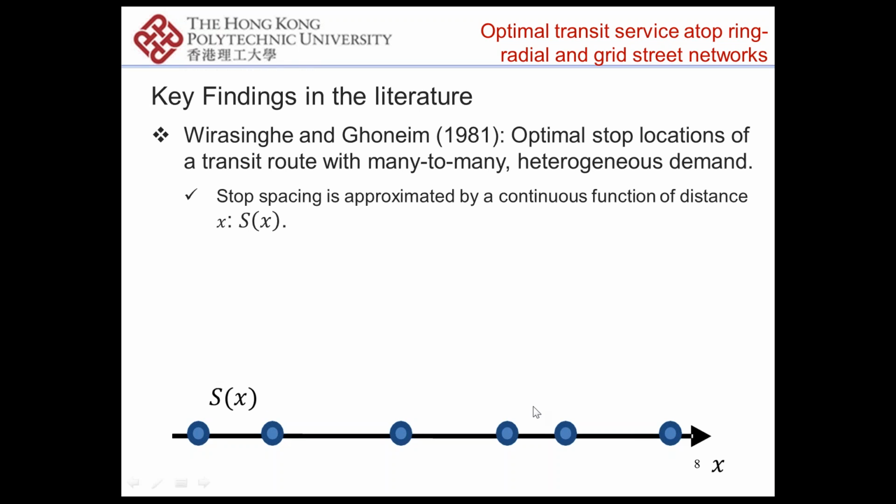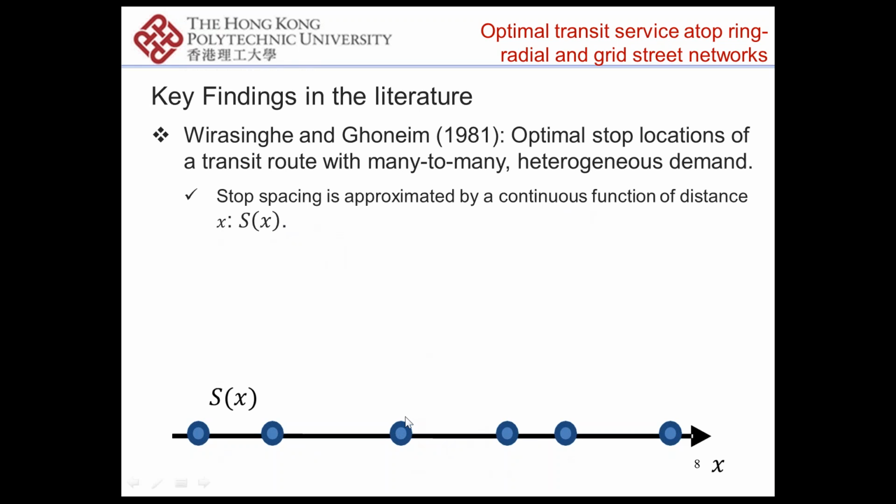So we look at the transit route at the bottom of this page. Since the demand is not homogeneous, the optimal stop spacing will not be constant, so we just approximate it by a continuous function of a distance x. And we call this function s(x). And x just indicates a location.